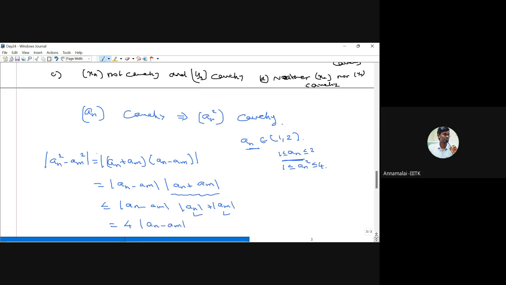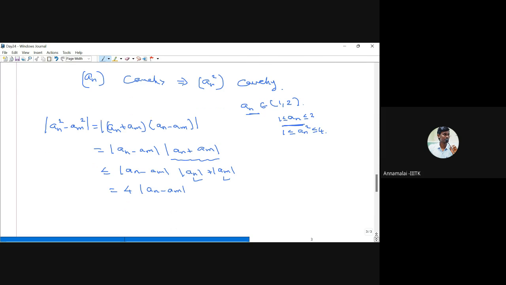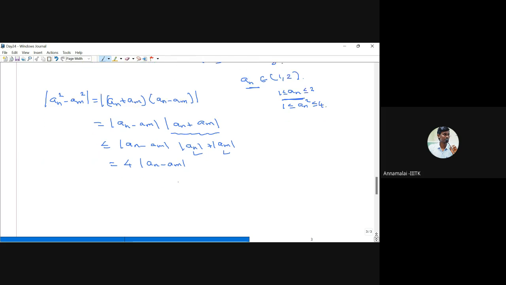Since an is Cauchy, an minus am is less than epsilon, therefore you can choose epsilon by 4. Therefore we get less than epsilon. Since an is Cauchy, an minus am is less than epsilon for every epsilon. In particular, I am taking epsilon by 4. Substituting epsilon by 4, we get less than epsilon. Therefore, an square is also a Cauchy sequence.